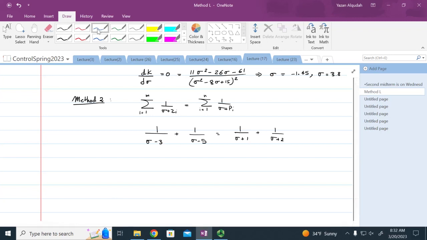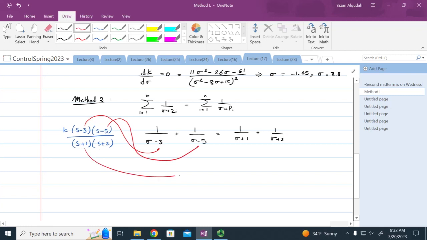And let me just rewrite this. K multiplied by s minus 3, s minus 5, divided by s plus 1, multiplied by s plus 2. So this 3 is the 3, 5 is the 5, 1 is the 1, 2 is the 2. Remember, when I have s minus 3, what is the zero? It's a 3. But when we take it here, we take sigma minus that zero. So sigma minus 3.